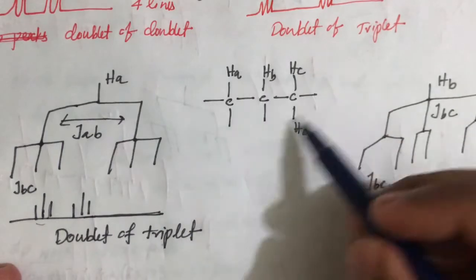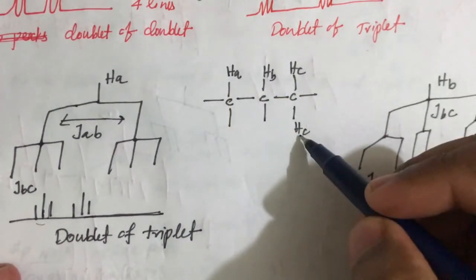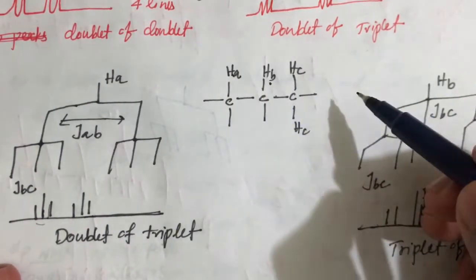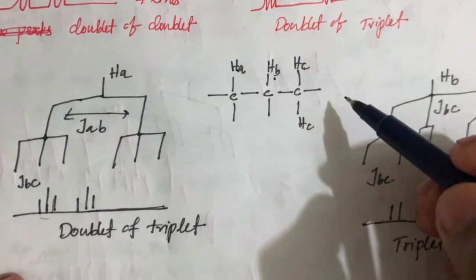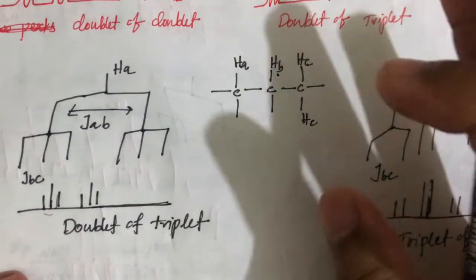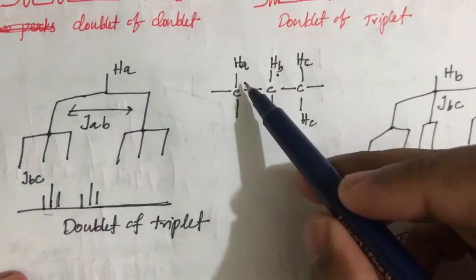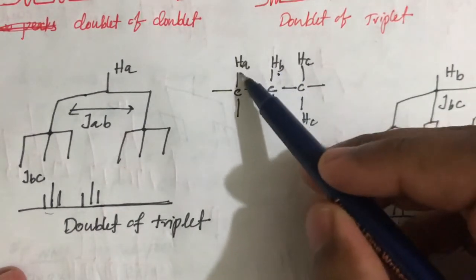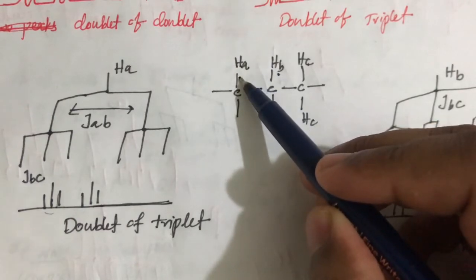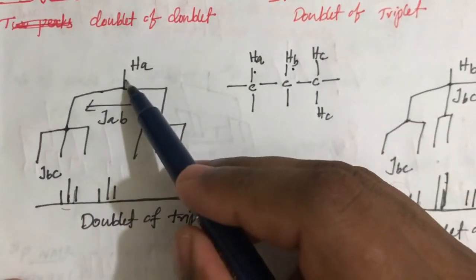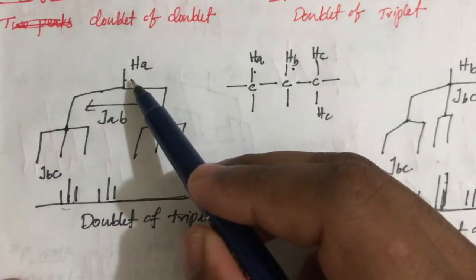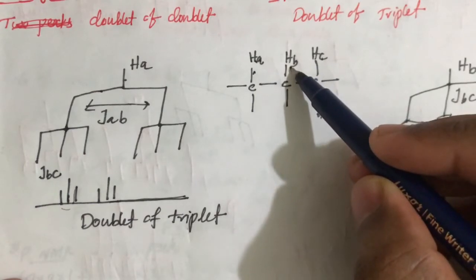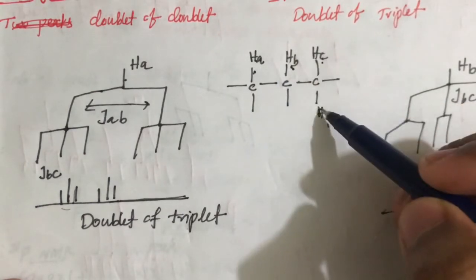So this is our organic compound having 3 different proton environments. One is HA environment, other one is HB environment, other one is HC environment. That means this organic compound gives you 3 different peaks. First of all, we can analyze the peak of HA. So HA peak, we can have coupling due to HB, and here we can have coupling due to HC.